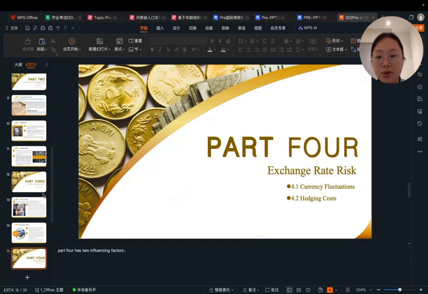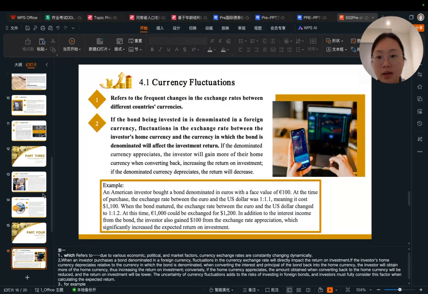And Part 4 has two influencing factors: currency fluctuations and hedging costs. The first, currency fluctuations. If the bond being invested in is denominated in a foreign currency, fluctuations in the exchange rate between the investor's home currency and the currency in which the bond is denominated will affect the investment return. And here is an example.